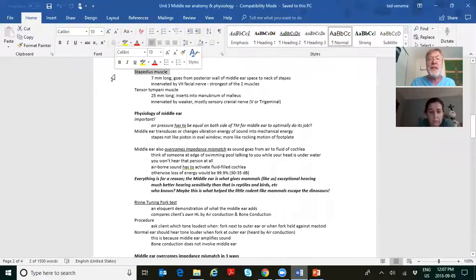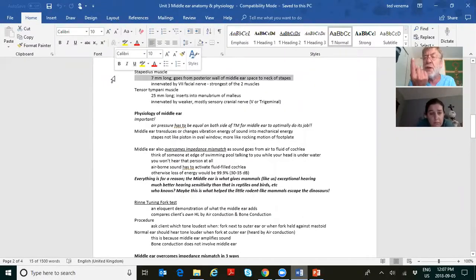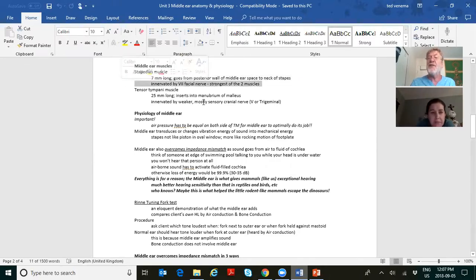Stapedius muscle, you can see, is not even a centimeter long. It's not 10 millimeters. That's a centimeter. It's 7. So it's small. Goes from the posterior wall of your middle ear space and ends at the neck of the stapes. It is innervated by the 7th facial nerve, or in other words, the 7th cranial nerve is called the facial nerve. Okay? 7th cranial nerve, and it's called the facial nerve. It's the strongest of the two muscles involved.